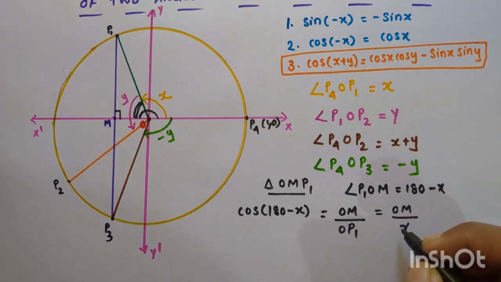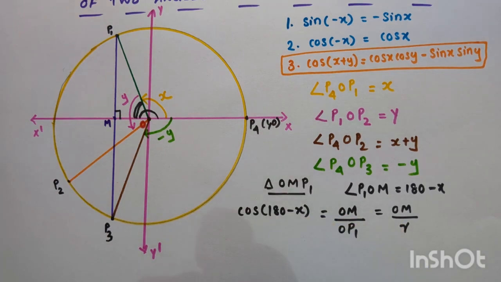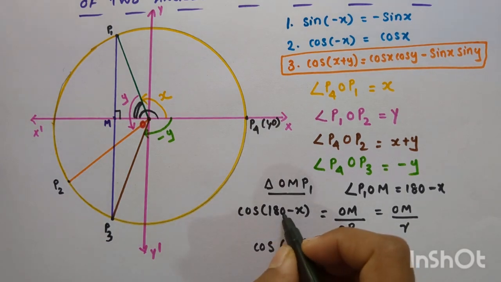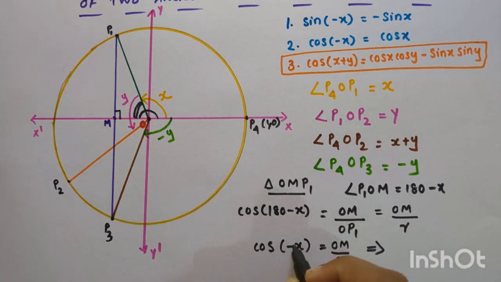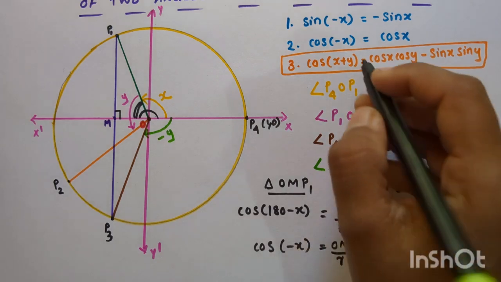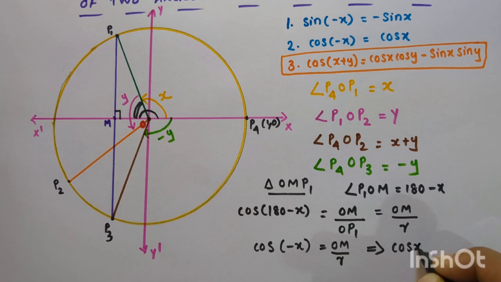Now you see, cos of 180 minus x is actually equal to cos of minus x. This is equal to OM divided by R. That is, you see, cos of minus x is actually what? That is an identity. Cos of minus x is equal to cos x. So, cos x is equal to OM divided by R.